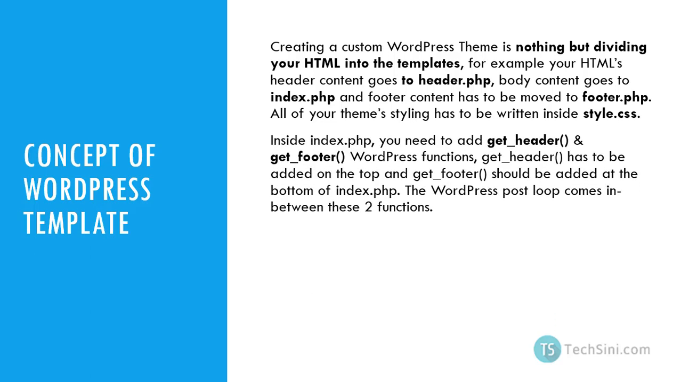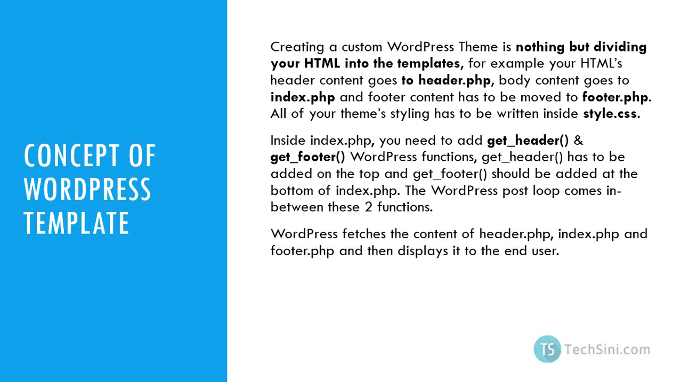Inside index.php, you need to add getHeader and getFooter WordPress functions. GetHeader has to be added at the top and getFooter should be added at the bottom of index.php. The WordPress post loop comes in between these two functions. WordPress fetches the content of header.php, index.php and footer.php and then displays it to the end user.